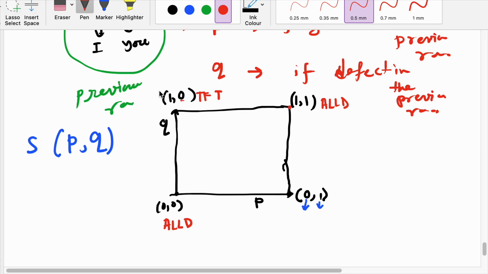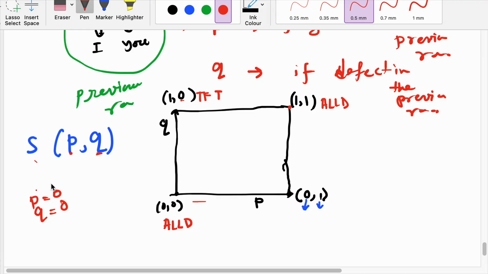So, 0 0. What does this tuple 0 0 signify? This signifies P and Q. So this is P and this is Q. So P equals 0 here. This strategy means P equals 0 and Q equals 0.